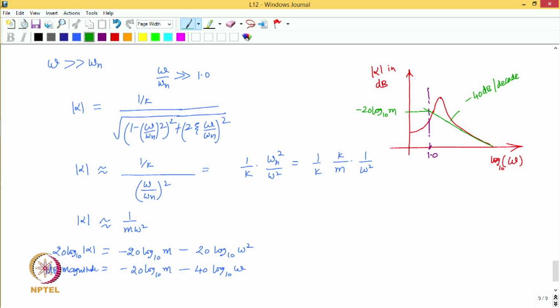And this line is basically dependent only on the mass of the system, and that is why this line is called as mass line. It is called as mass line. So, the mass line approximates the FRF magnitude, in dB, in the high frequency range, for a single degree of freedom system with viscous damping.